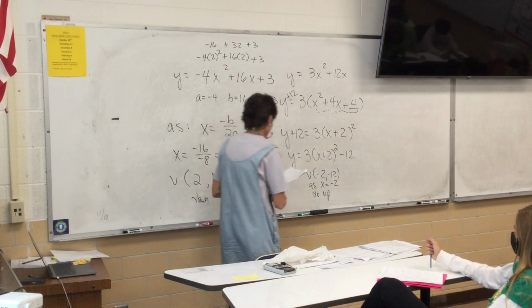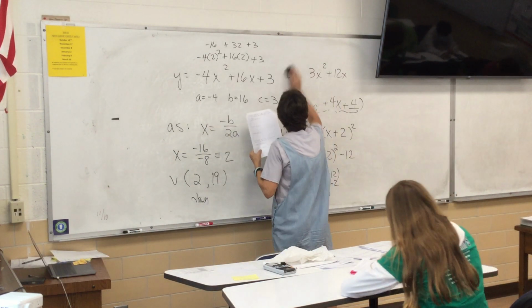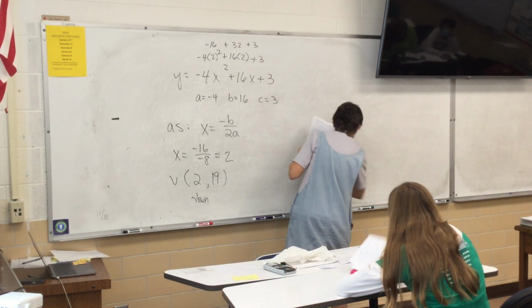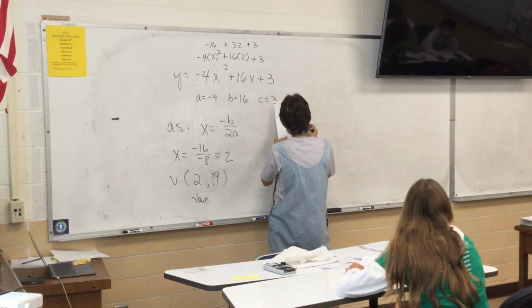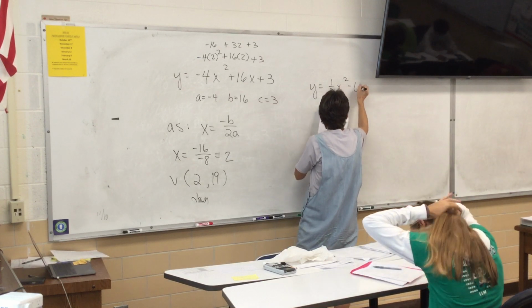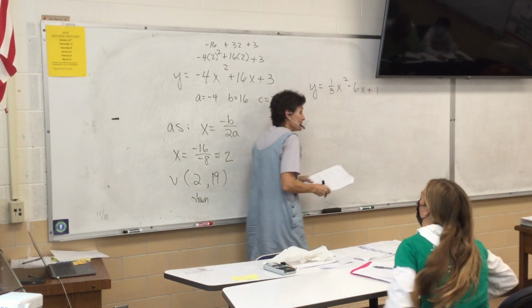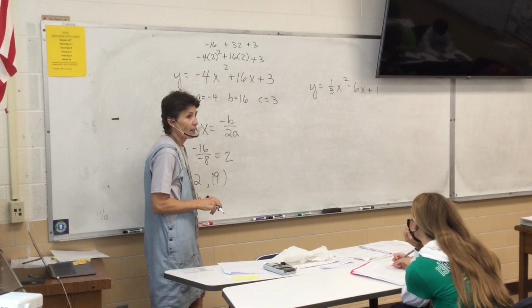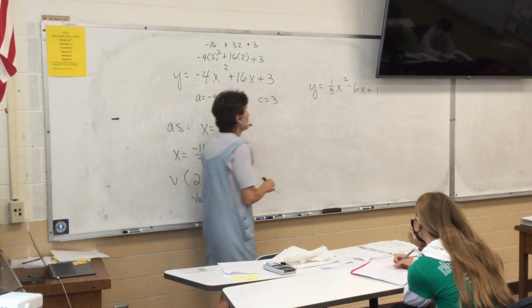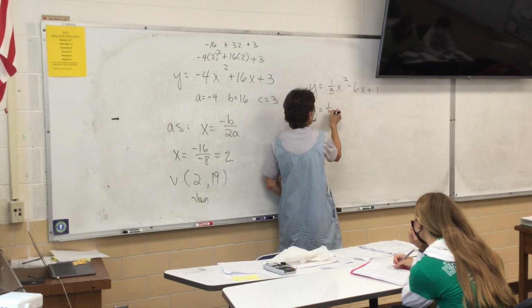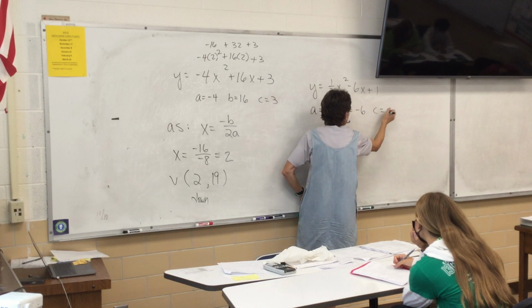Do the next one. Oh no! There's a fraction in it. It's okay, we can deal with it. Now, on this one, if you're going to do it this way, you cannot get rid of the fraction because you can't change your A, B, and C. So A is going to be a third, B is going to be -6, and C is going to be 1.